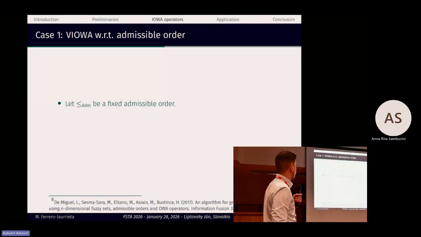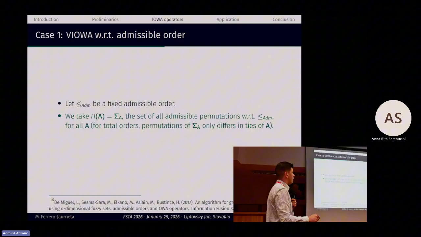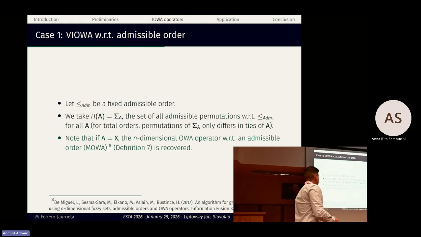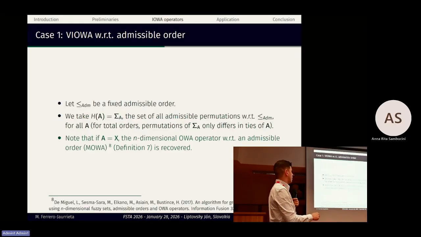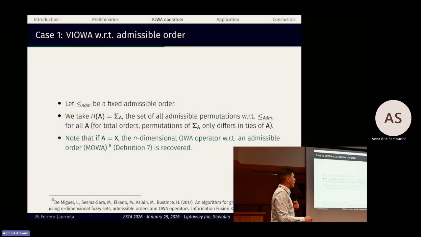The first case is going to be the vector-induced operator with respect to the admissible order. We take into account a fixed admissible order. And in this case, as I said before, as the admissible order is a total order, the permutations of this set only differ in the ties of the inducing vectors. And also note that if the inducing values and the inputs are equal, we recover the n-dimensional OWA operator given in this reference by De Miguel et al.